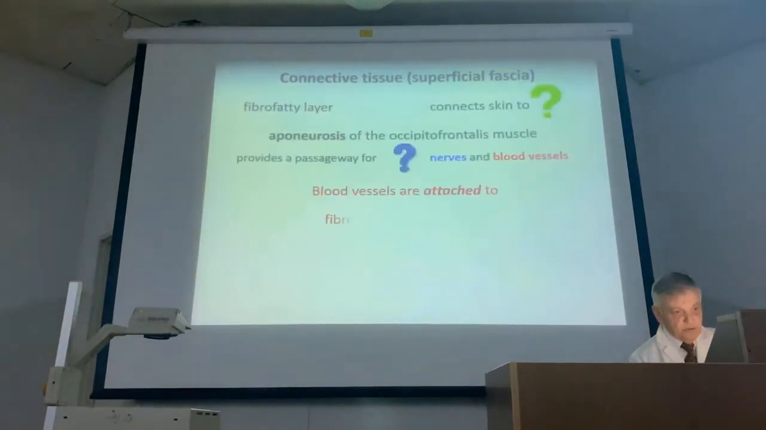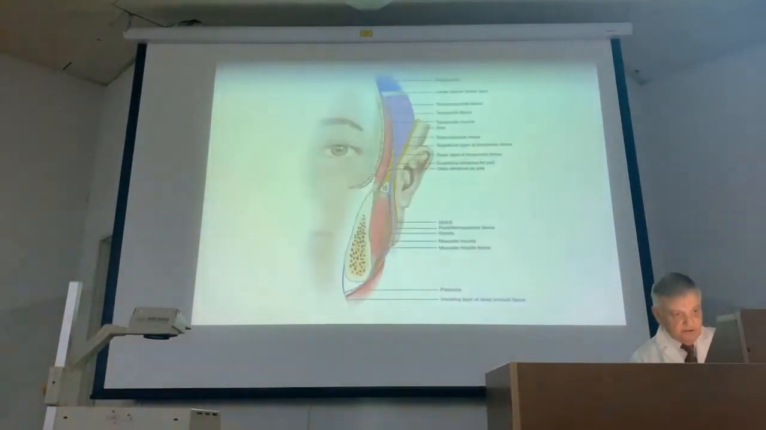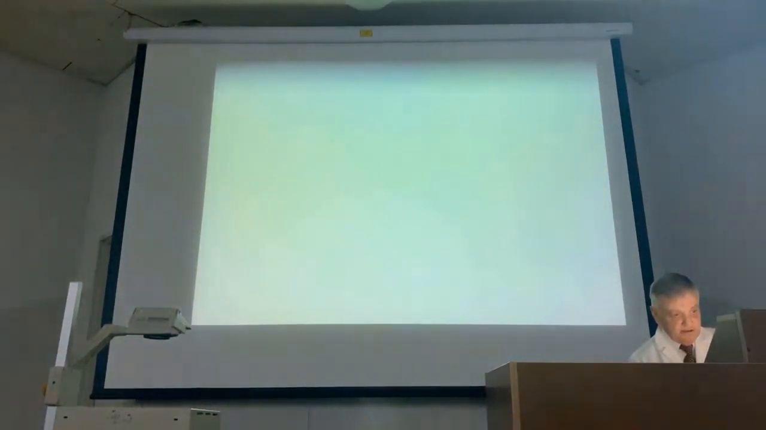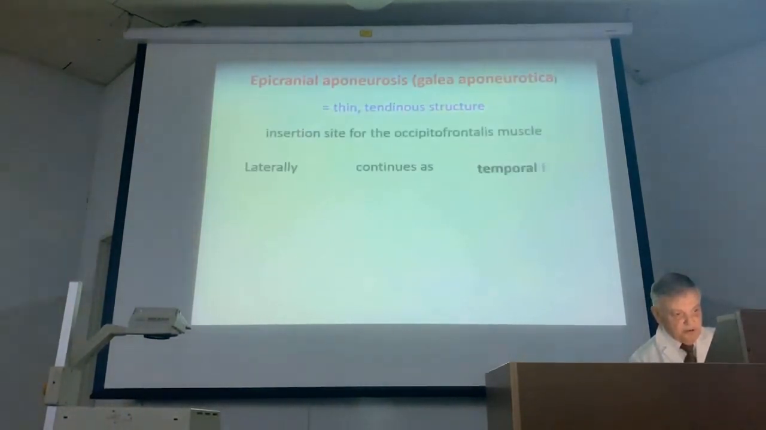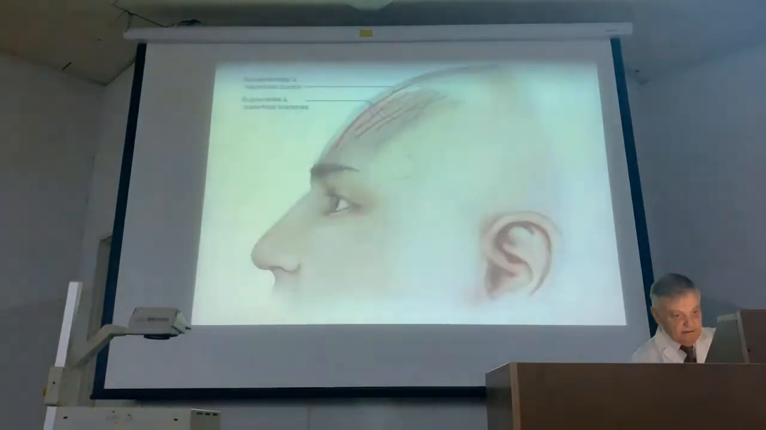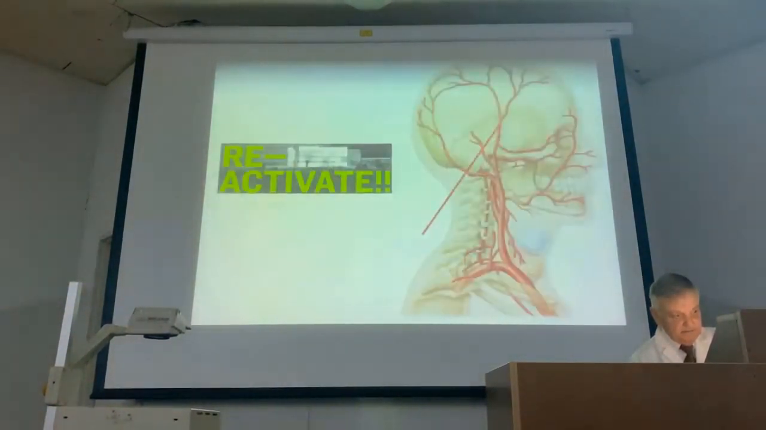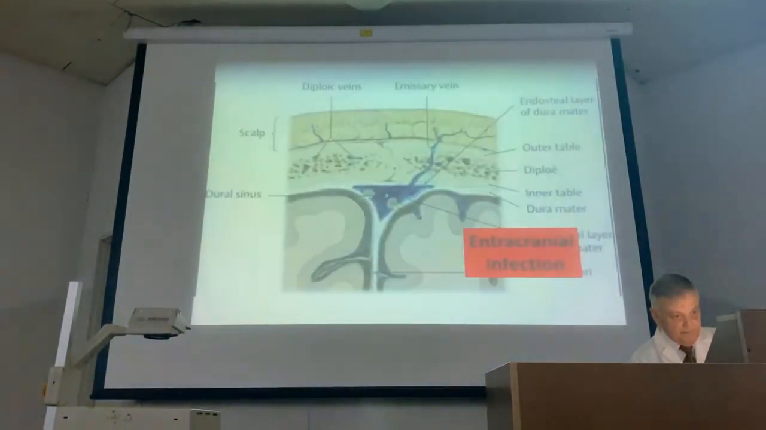Now let's come to the crunch. This is occipitofrontalis. This is a description of the layers. Blood supply. Let's come here. What do we have here?